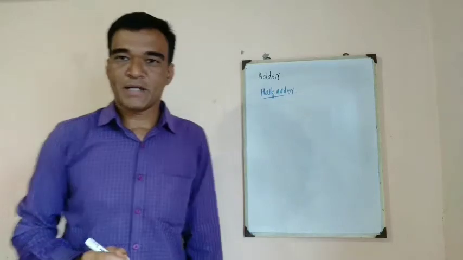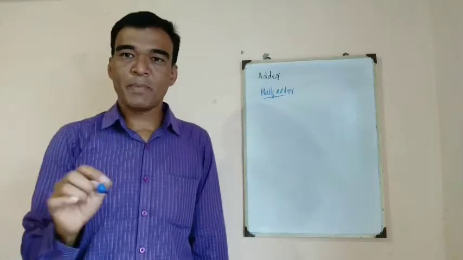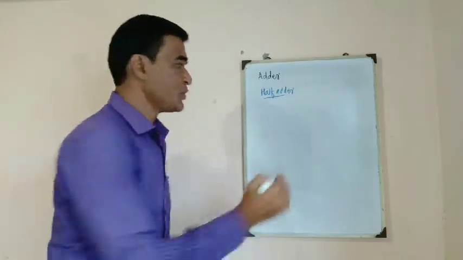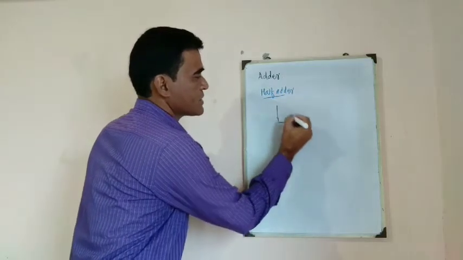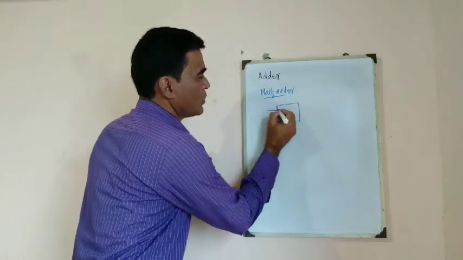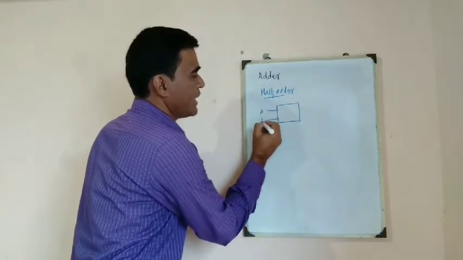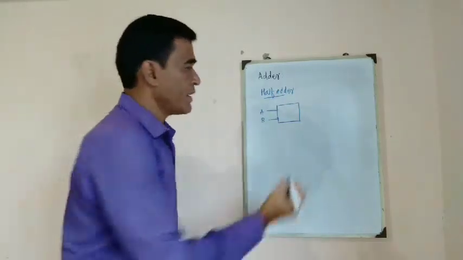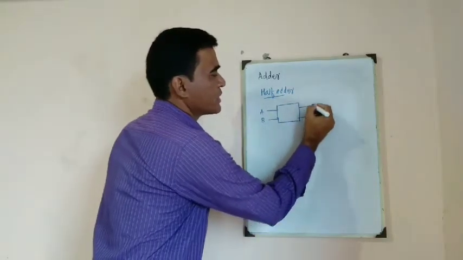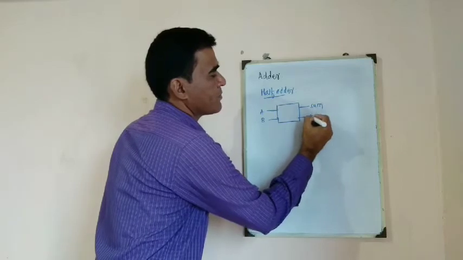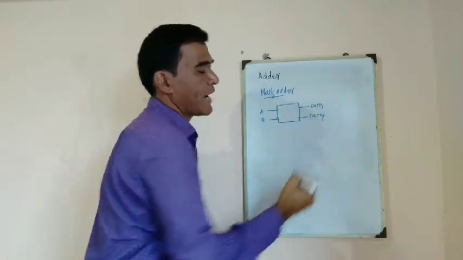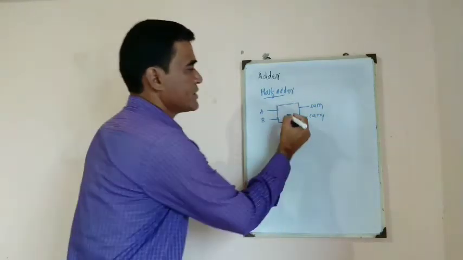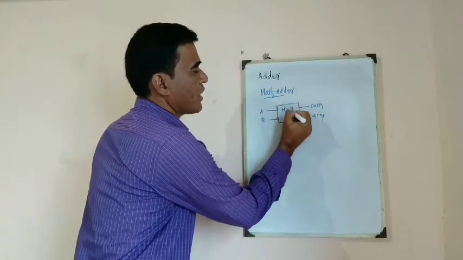What is this half adder circuit? Half adder is a digital circuit which has two inputs, let us say A and B, and two outputs, let us say sum and carry. And this is nothing but the half adder.